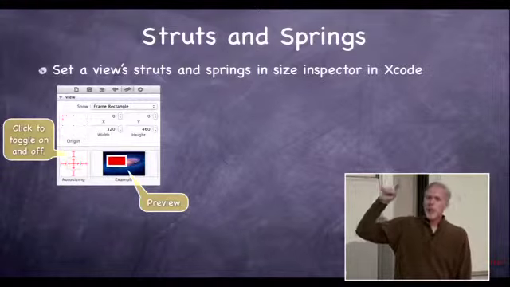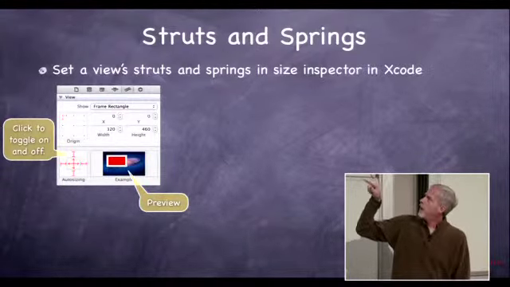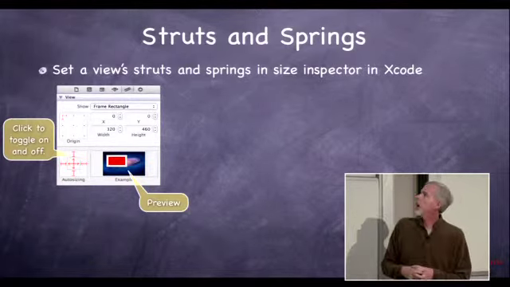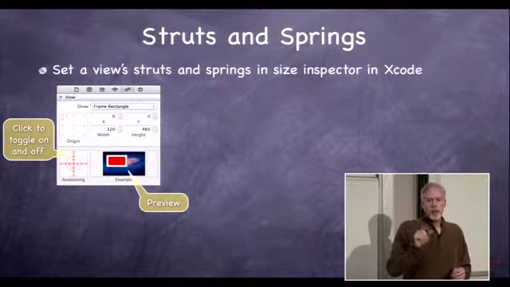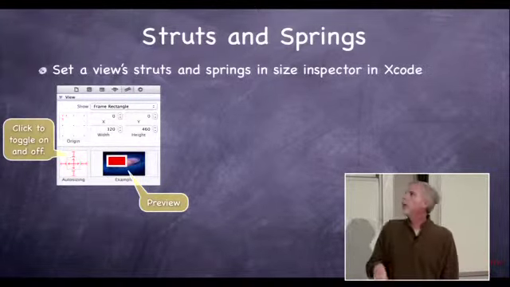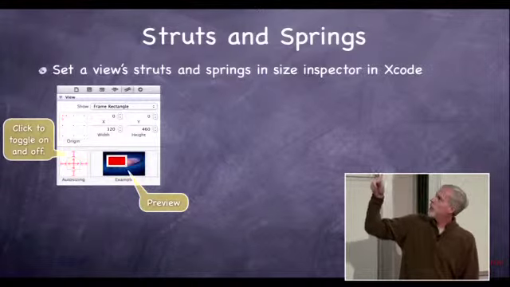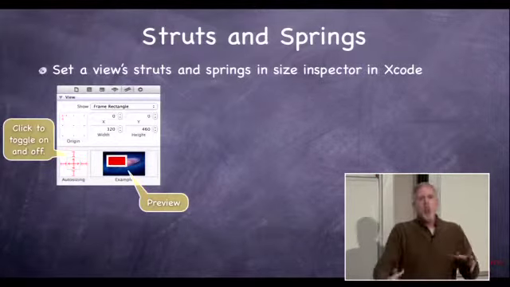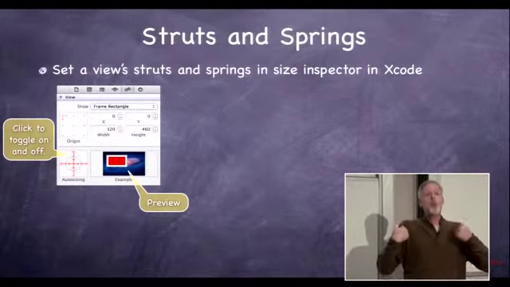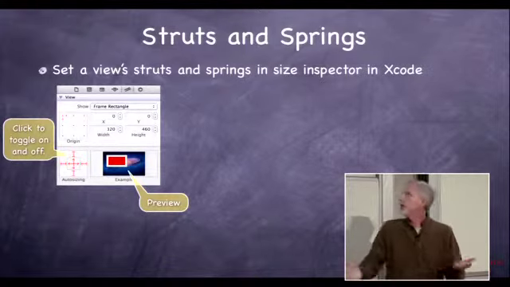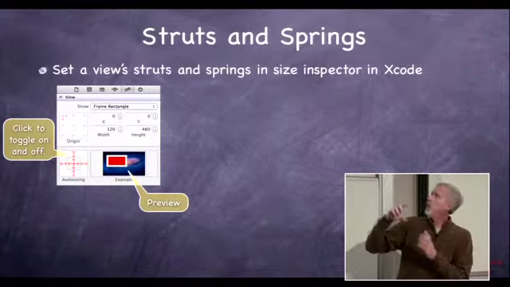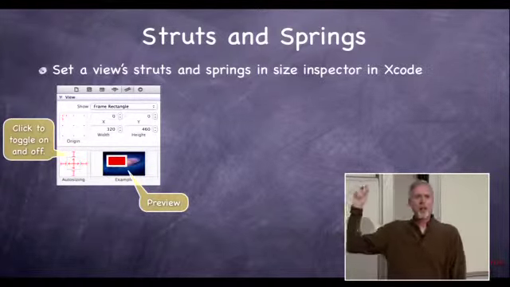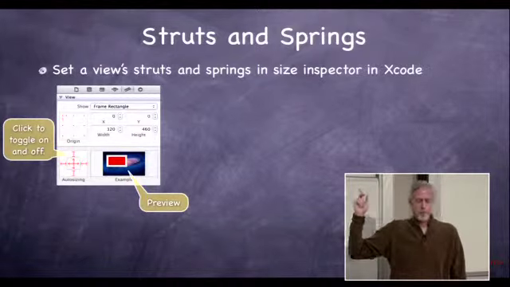The I-beams, the things that look like eyes, those are struts, and the arrows in the middle, those are springs. They don't look like springs, but that's what we call them. And you can turn those things on and off just by clicking on them. They toggle. You click on one, it'll turn off. You click, it'll turn right back on. And on the right, there's a little window that looks like the screen of a computer. It will animate to show you what this view is going to do with respect to its superview when things change. So the outer white box in the preview is the superview, and the red box is this view that you're editing.